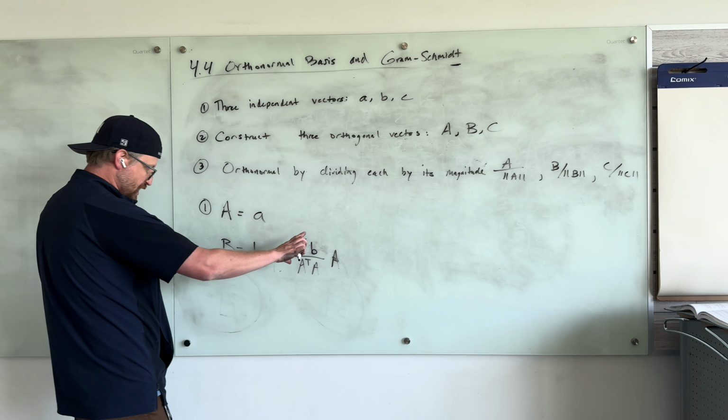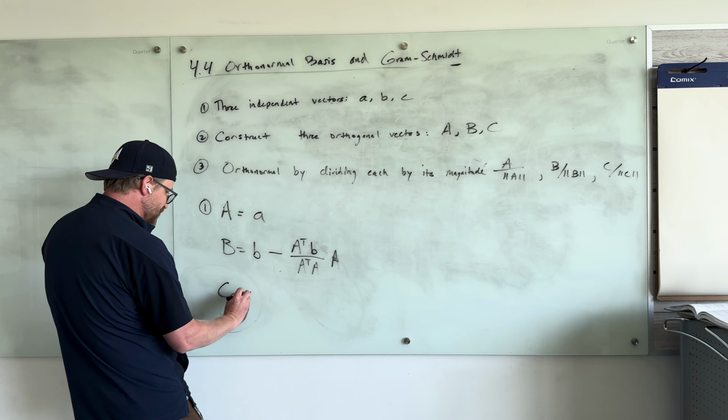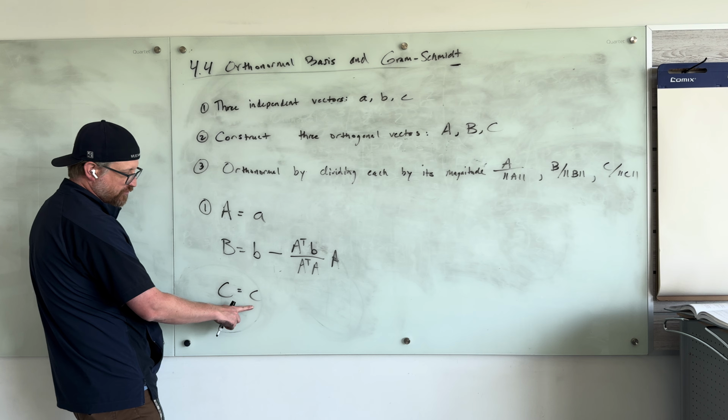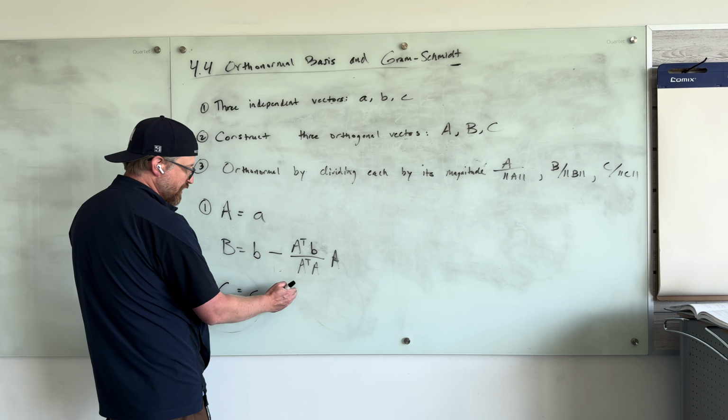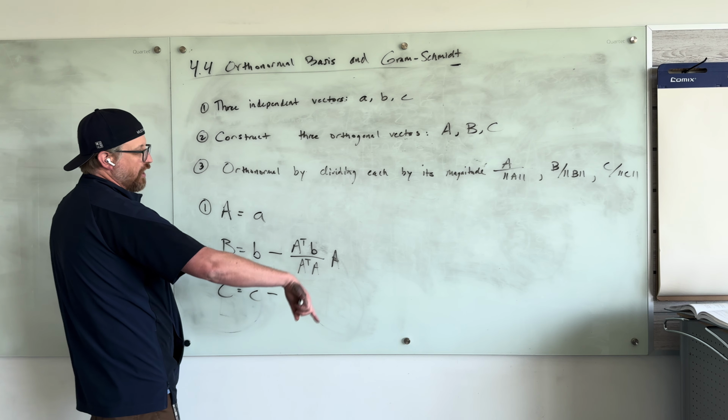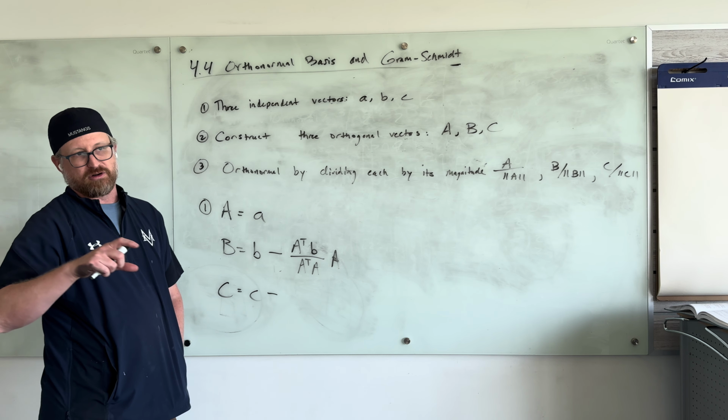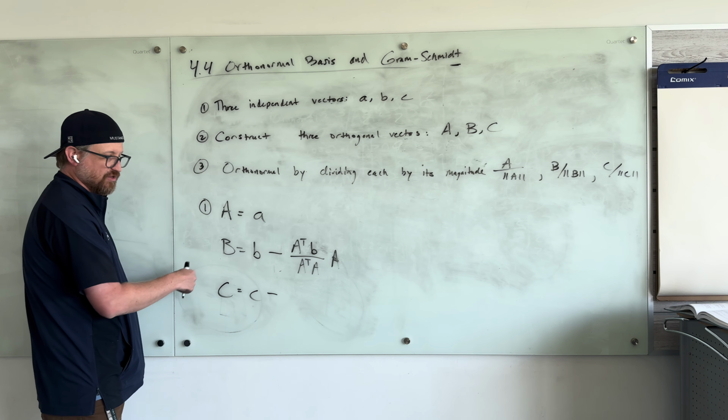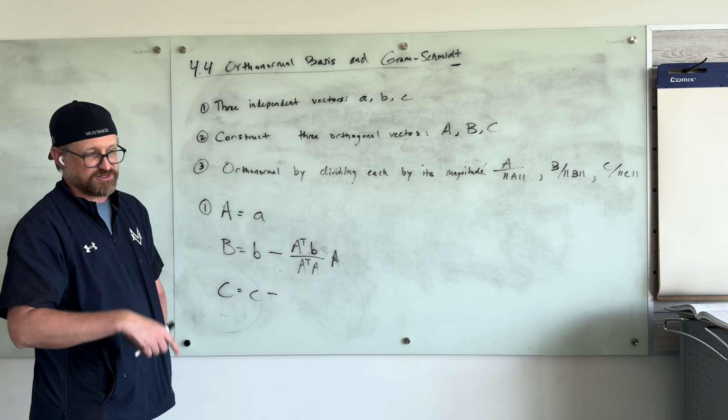Once I find B, in order to find C, we're going to take our vector C and subtract off each of the projections onto the other vectors, A and B, and this will give us the other orthogonal vector for the 3rd piece.